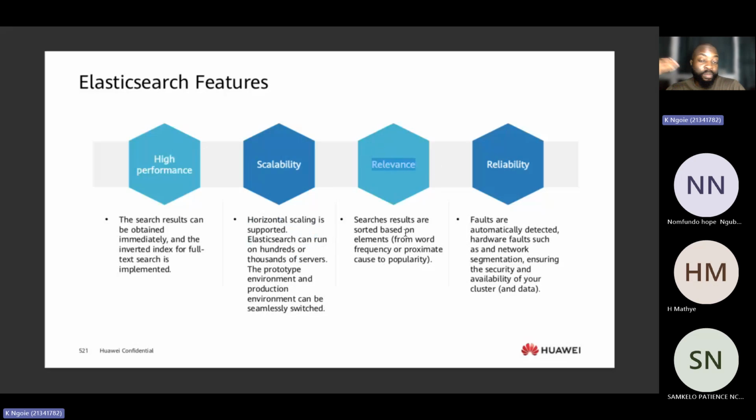And then we have relevance. The search results are sorted based on relevance. And then the last one is reliability. Faults are automatically detected, hardware faults such as disk faults and network segmentation, and we're ensuring the security and availability of your clusters and the data in those clusters.